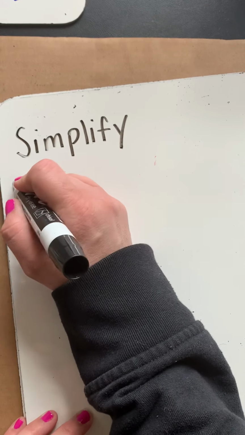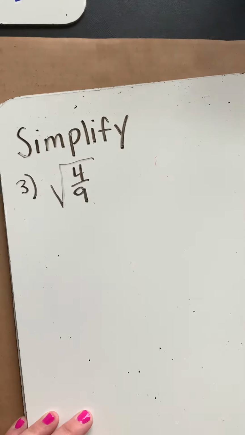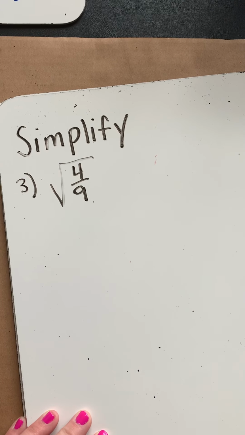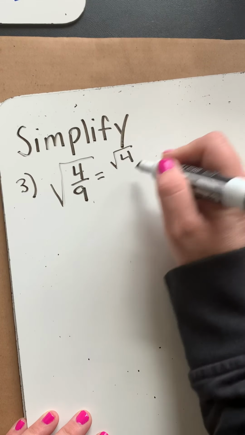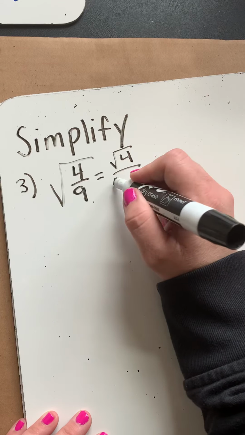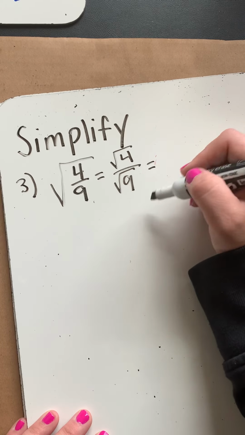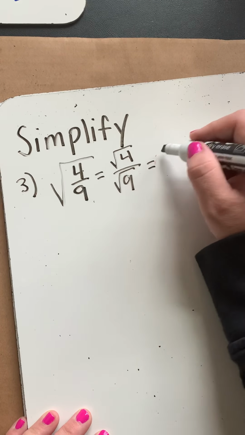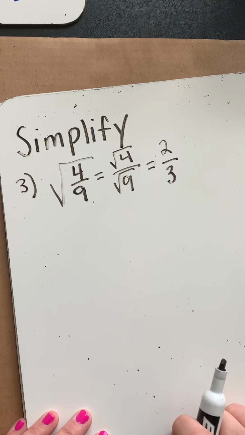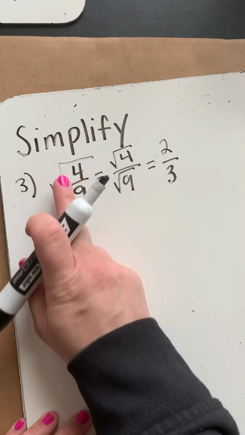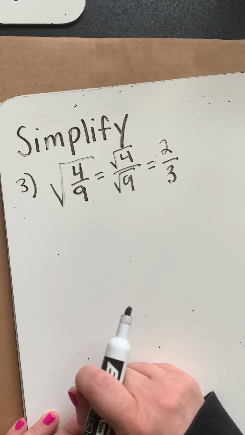The first one is the square root of 4/9. This one is really nice because it's pretty straightforward. We can use the quotient property, which means we're going to split these up into the square root of 4 over the square root of 9. Both of these are perfect squares, so we don't even have to do anything further with this. Square root of 4 is 2, and the square root of 9 is 3, so our answer is 2/3. There's no need to divide this here and then put it in the calculator. These are all things you can do without a calculator.